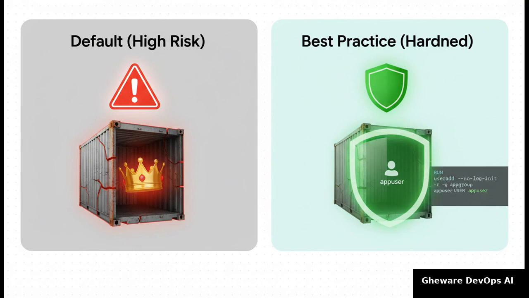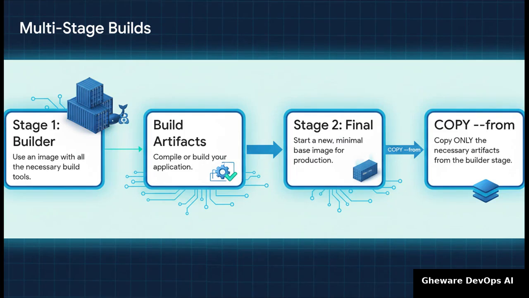This one is a massive security win, and it is so easy to do. By default, processes inside a container run as the all-powerful root user, which is a major security risk. But just by adding a new user and then switching to it with the USER command, you dramatically reduce the potential attack surface of your container. It's a no-brainer.